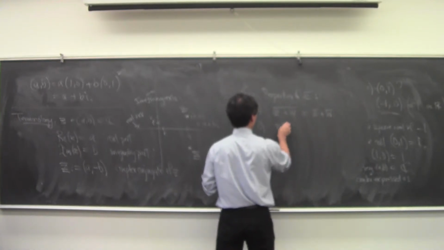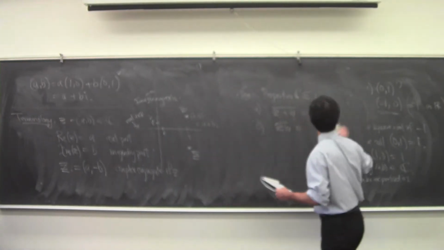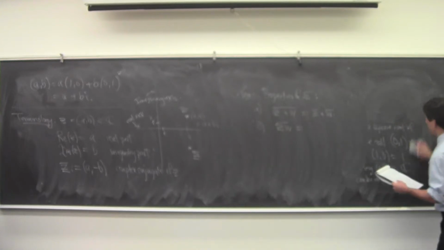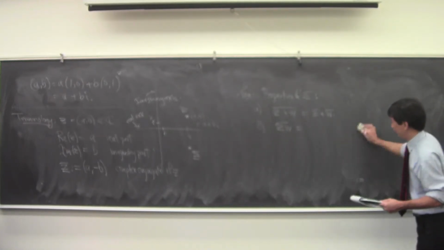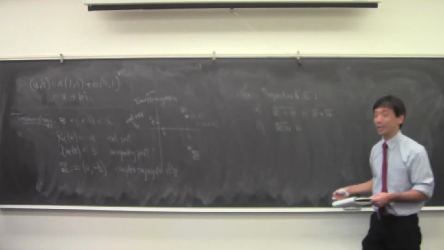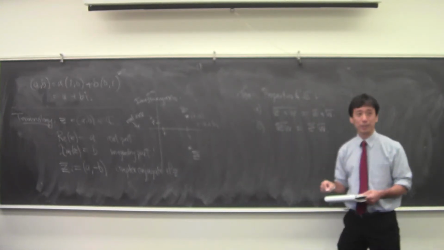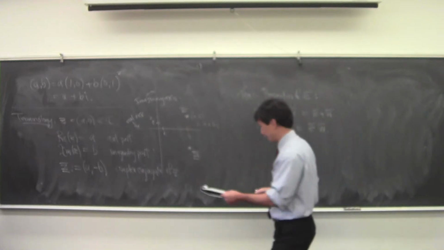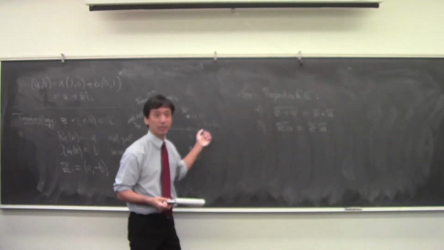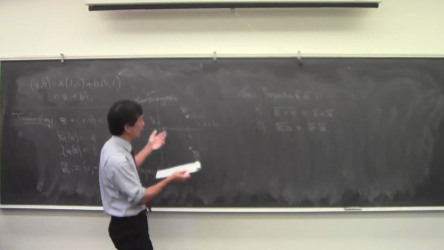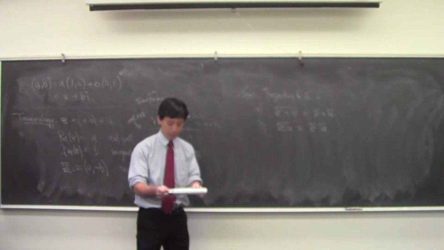If you take a product and then the complex conjugate, what do you get? Same sort of thing. You're going to get the product of the complex conjugates. Again, that could be argued by thinking about it geometrically, or you could just work it out as numbers and see that you get the same thing.